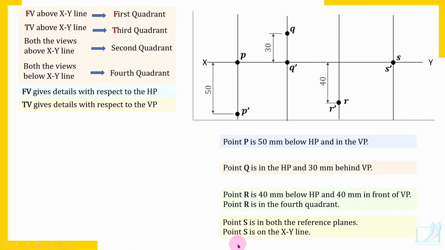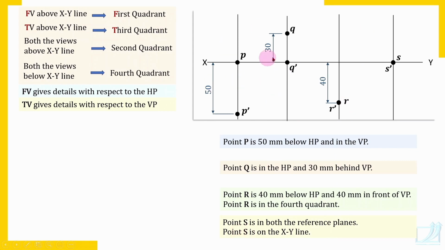XY line is line of intersection of HP and VP. What does that mean? XY line is in HP as well as in VP. Means all points on XY line are in HP as well as in VP. So we also can say that point S is on XY line. So watch here, point S is on XY line.